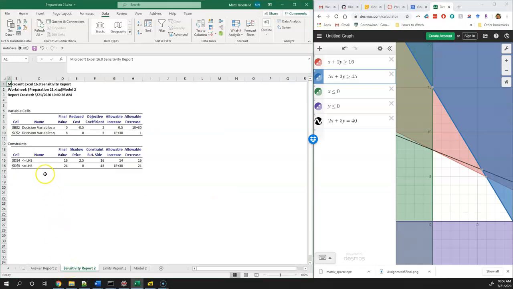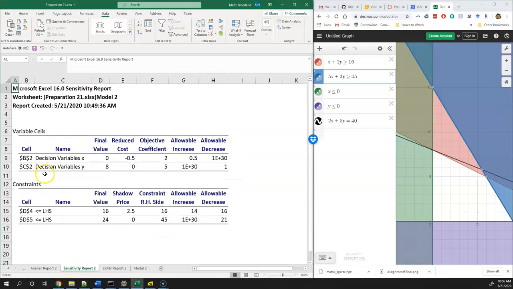Sensitivity report. Let's take a look at this one. Decision variables x, the final value was 0 and the final value of decision variable y is 8. Well, we already knew that. Reduced costs on these. The reduced cost is like the shadow price on the, well, let's get to that in a second. We'll get to that after we talk about the shadow prices. Objective coefficient is 2 and 5. Well, we already knew that. That's just 2 and 5. That's part of the problem setup.